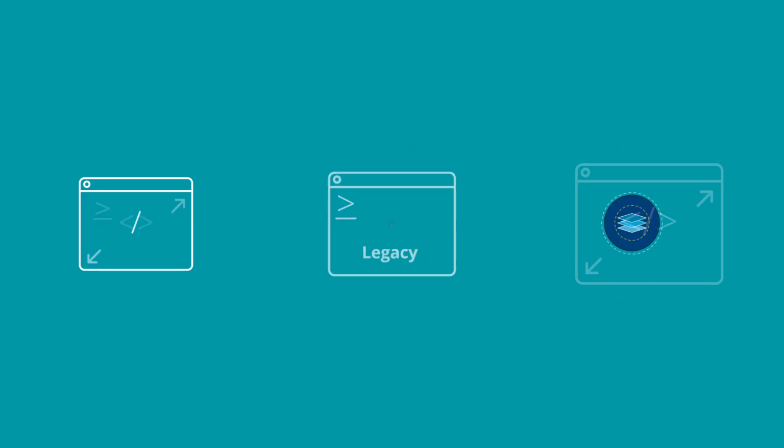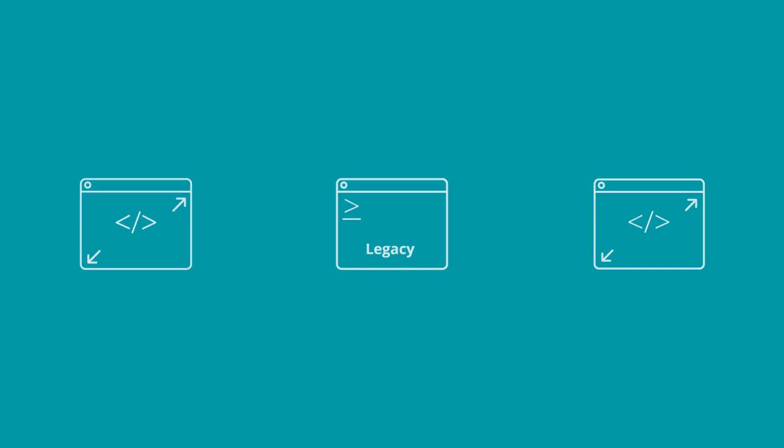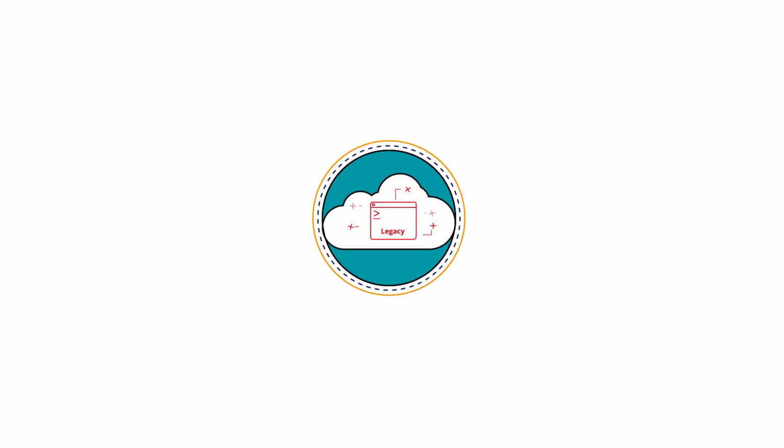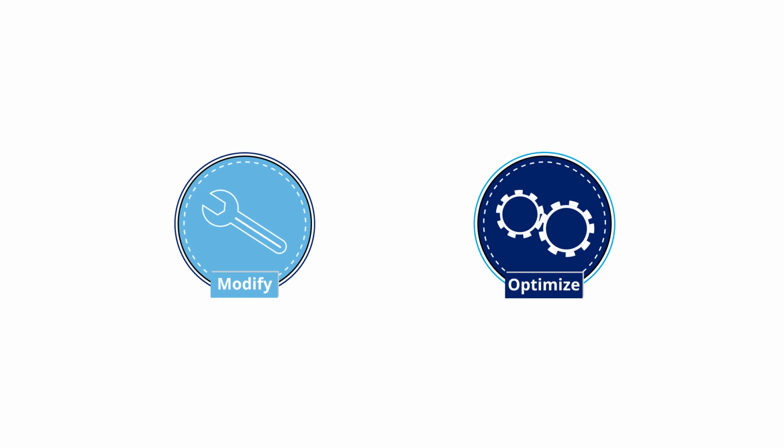Migrating apps to the cloud can be tricky. Your legacy apps probably weren't built with distributed computing and scalability in mind. You'll need to either modify and optimize those existing apps or build new apps for the cloud. But how do you do this?